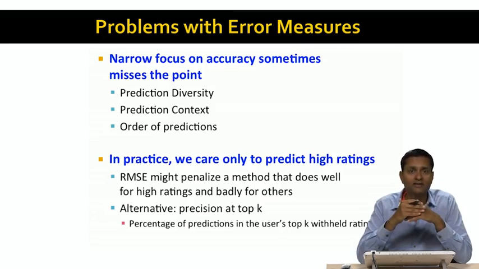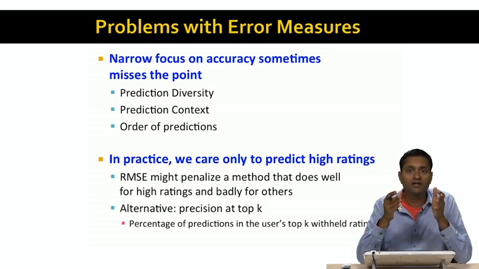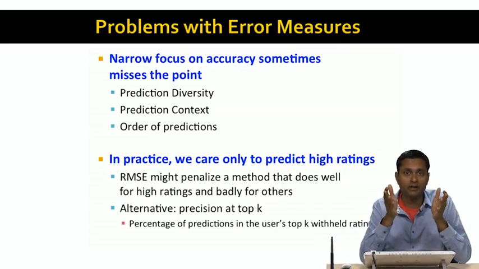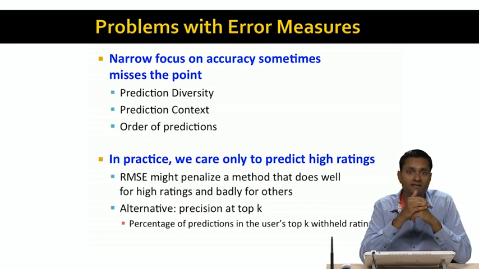So an alternative method that actually captures this idea is to use a metric called precision at top k. We look at the withheld ratings of the user, but only look at the highest k ratings in the withheld set for a given user, and see whether our algorithm can predict a large fraction of those items. So the precision at top k is just the percentage of the predictions that are in the user's top k withheld ratings.